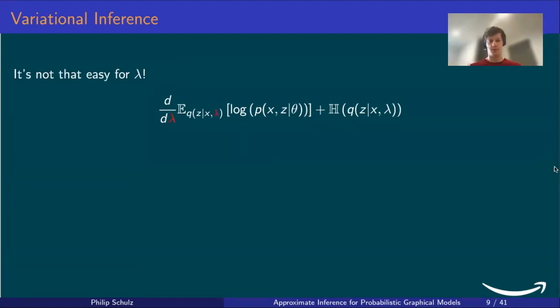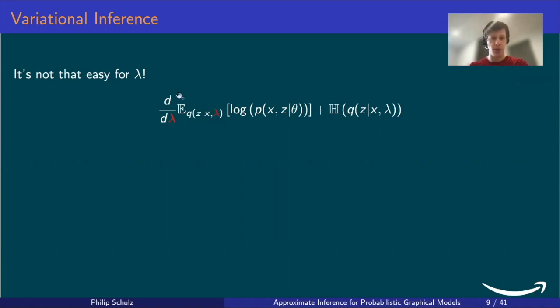Okay, so now let's look what happens if we differentiate with respect to lambda, our variational parameters, right? So before we've been optimizing the model, now we're optimizing the variational approximation. And what you can see immediately is that when we're taking this derivative with respect to lambda, we can't just push it inside the expectation as we did with the derivative with respect to theta. And why is that? Well, the expectation itself is taken with respect to a distribution which has parameters lambda. So yeah, that won't work.